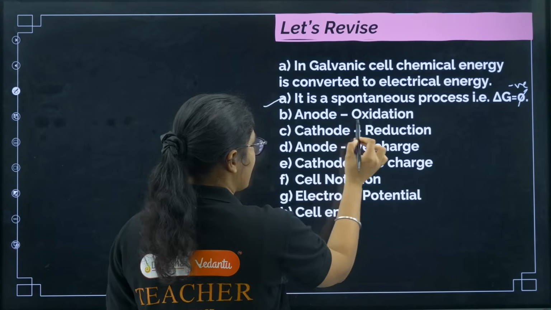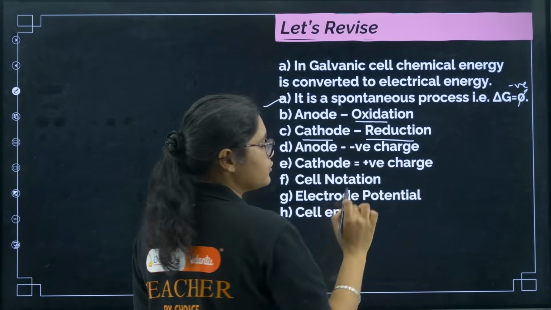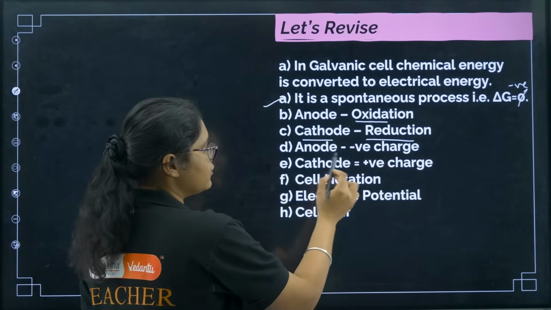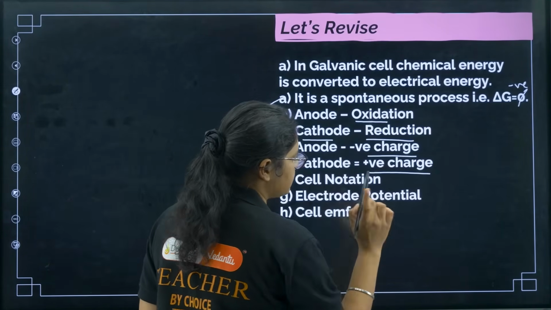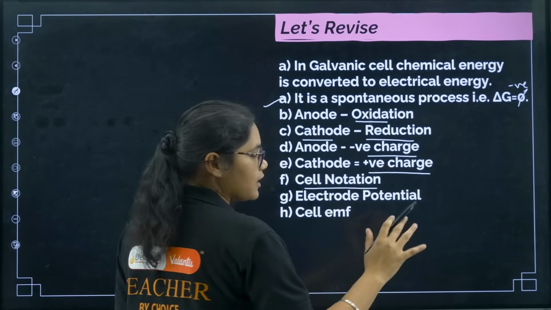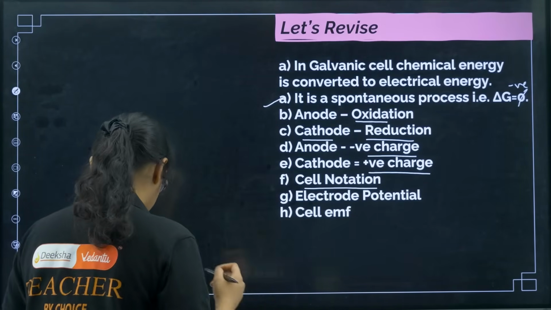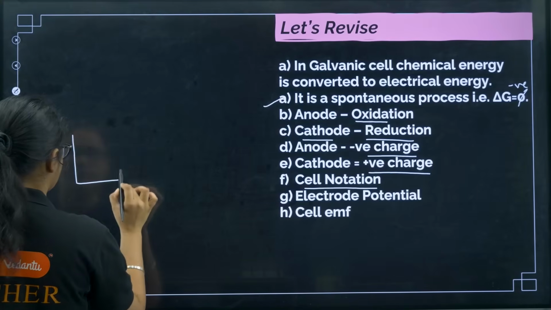At the anode, oxidation will take place. At the cathode, reduction will take place. The anode charge will be negative, the cathode will be positive. Cell notation, how to write it, we have understood. Let me tell you once again how to mention the cell potential.